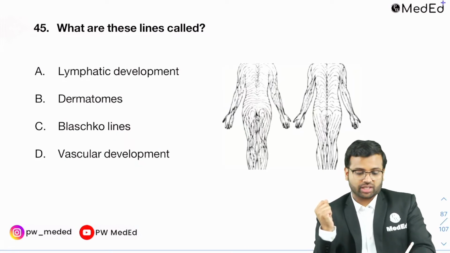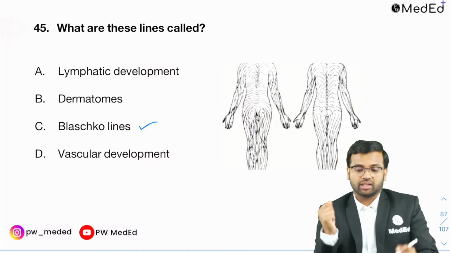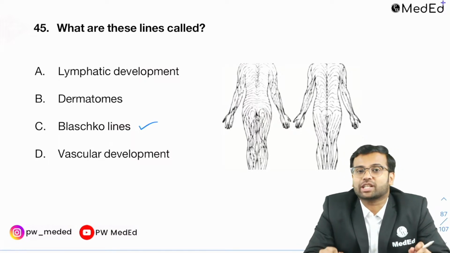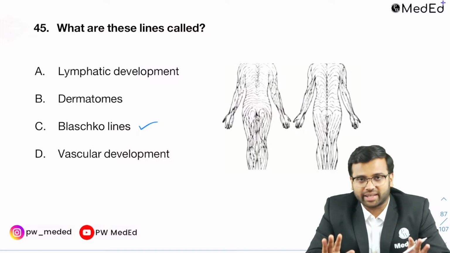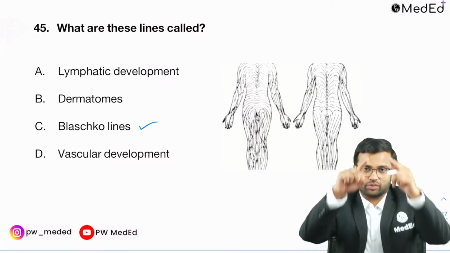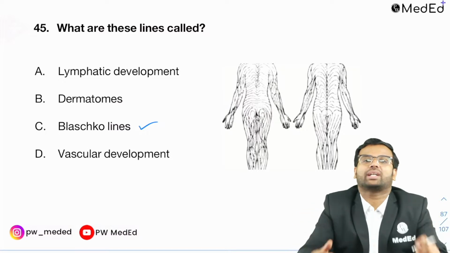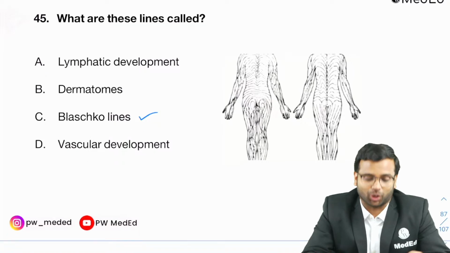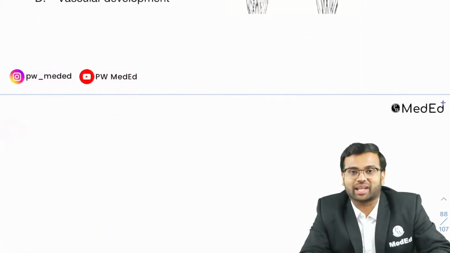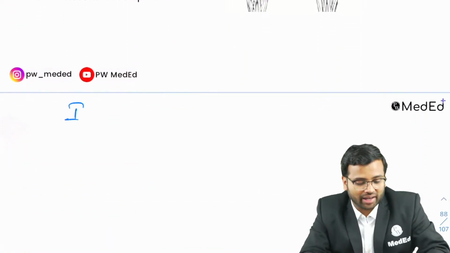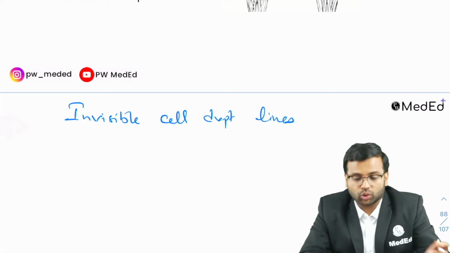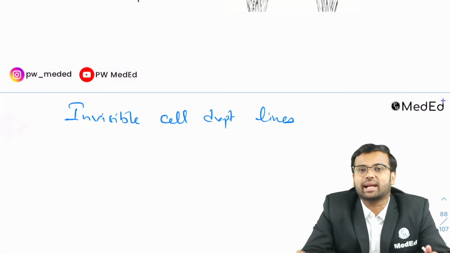Yes. So Raj is answering it as C. Khan is answering C. S is answering C. Excellent. So these are Blaschko's lines. See these Blaschko's lines from these images. Yes, we can see these kind of lines. But is Blaschko's lines visible to our naked eyes? The answer is no, isn't it? So Blaschko's lines, always remember, these are invisible cell development lines.